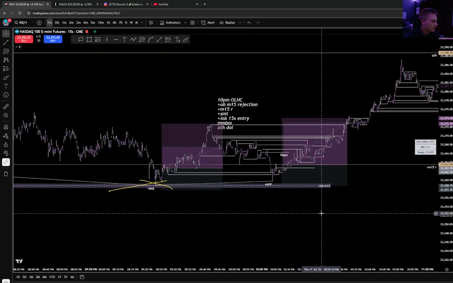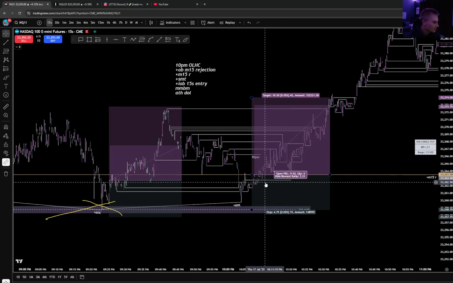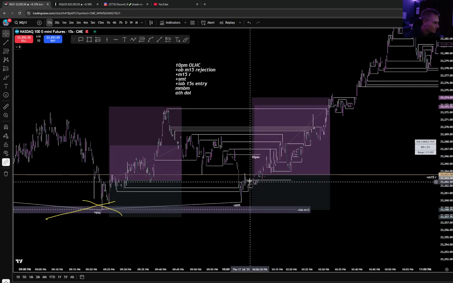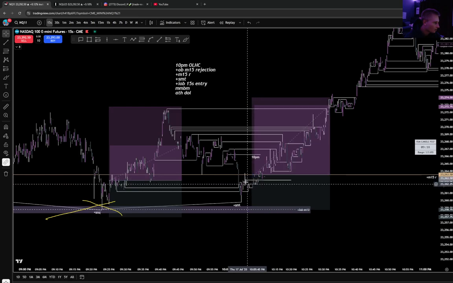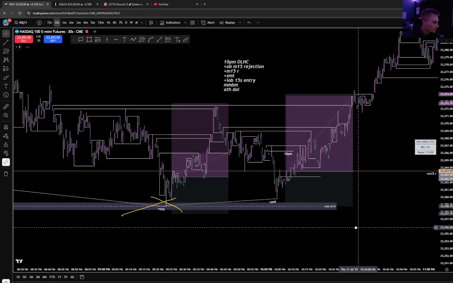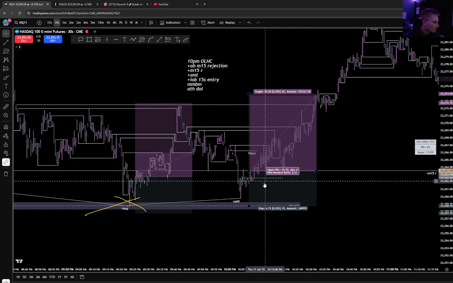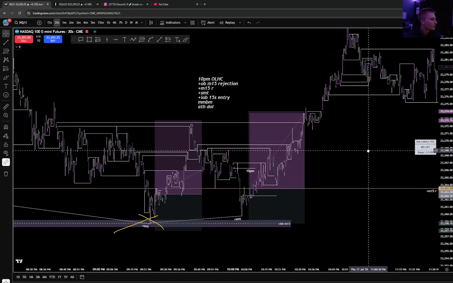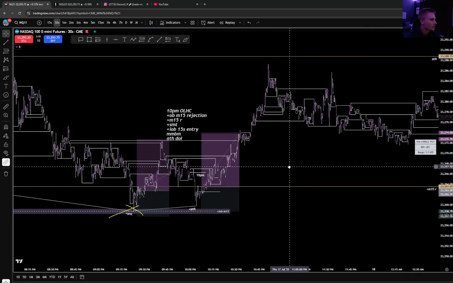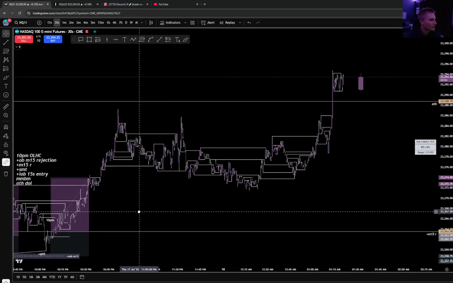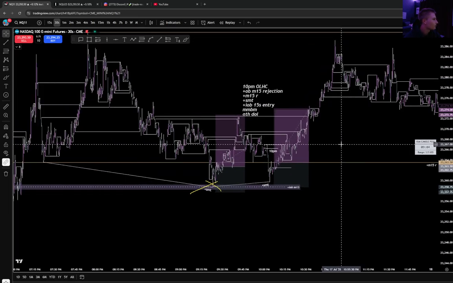And yeah, took my entry here off the 15 seconds, so it was once we closed above this OB here. Or wait, no, I entered off the 30 second. Yeah, 30 second inverse order block right there. Once we closed above, got in. But yeah, overall, very clean session. Clean draw, everything was good. And yeah, green day.